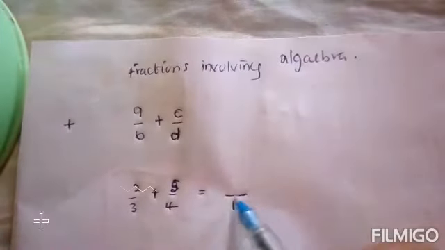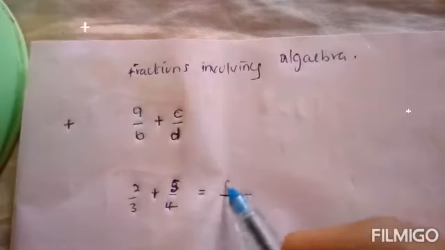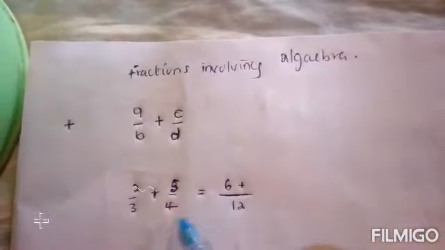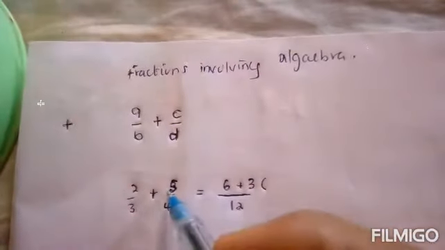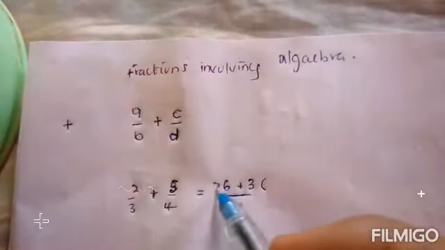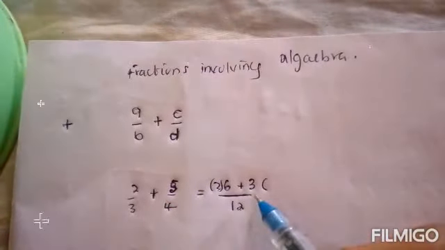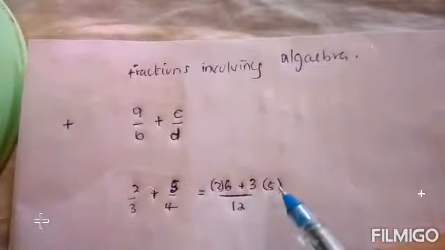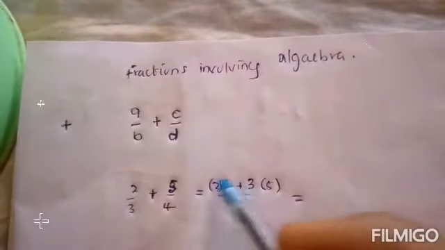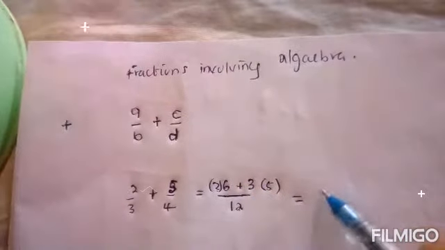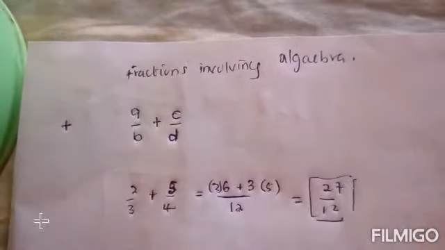It is 12. And then 2 will enter 12 how many times? 6. And then 4 will enter 12 how many times? 3. Then you multiply it by this one. This one too is being multiplied by this 2. This one is also multiplied by this 5. So you solve and then you get your answer. This is 12, this is 15, so 27 over 12. You get your answer like that.